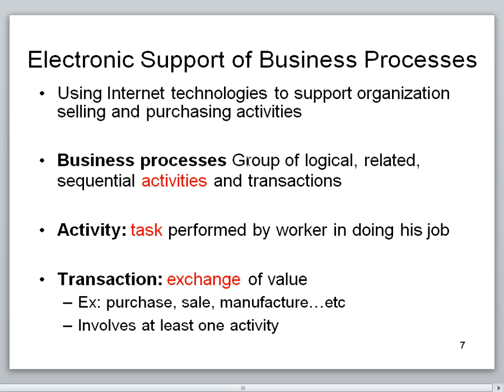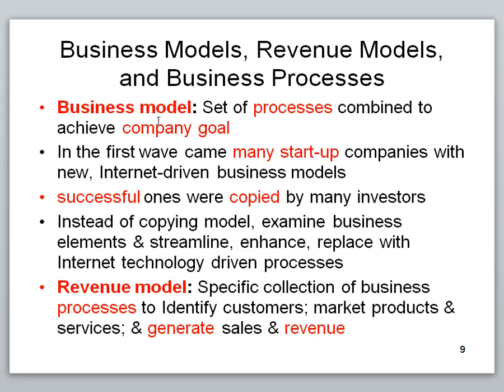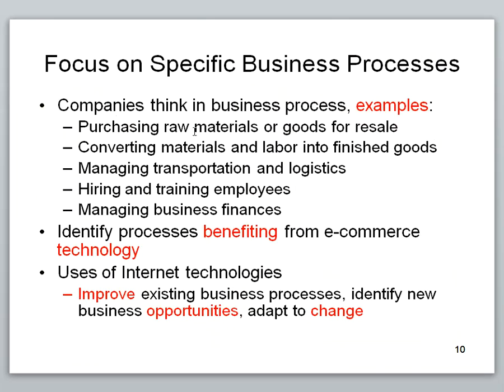Our course is about identifying, selecting, or concentrating on specific business processes, and supporting them electronically. So we have processes like these ones: purchasing, or materials and labor transformation into finished goods. This is production, right? And other examples like this, and turning them into electronic systems or using electronic systems to support them. And this is the essence of e-business and e-commerce.